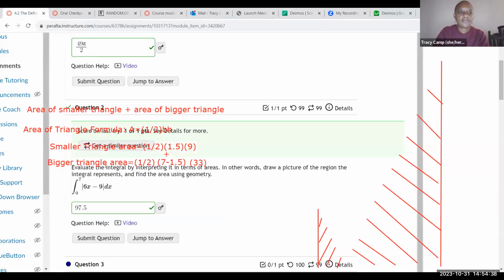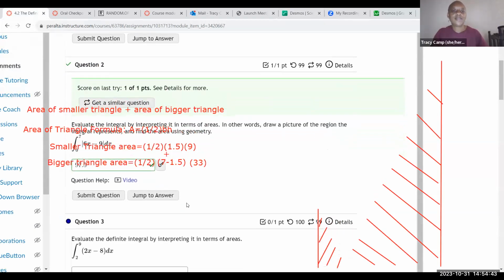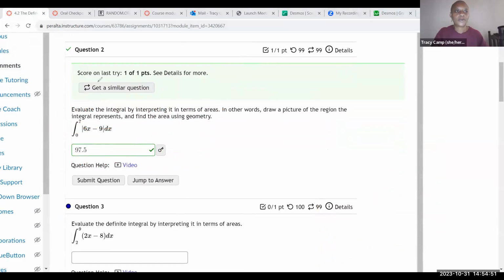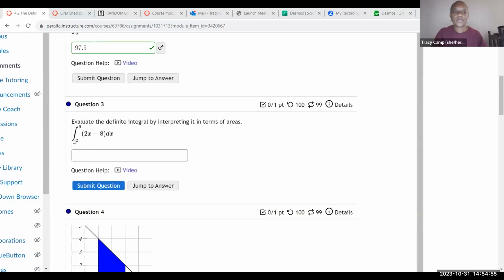97.5. Yay, it's correct. Let's look at another one. So hopefully you get the idea with these types. Question 3, go to Desmos, put this in there, and then look at it from 2 to 9. Let's see what's going on.